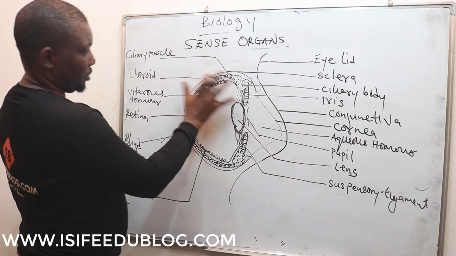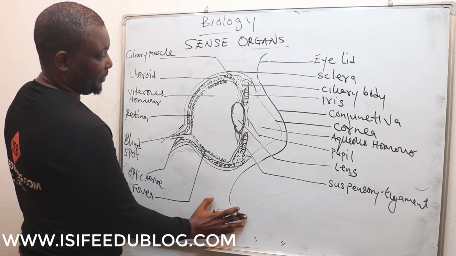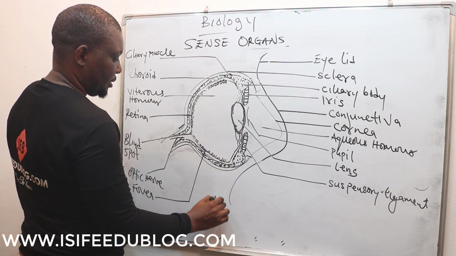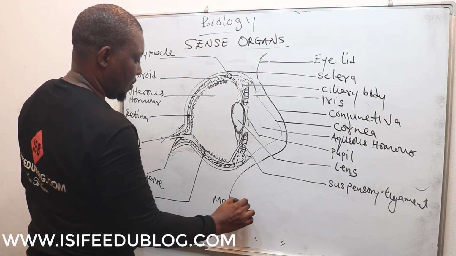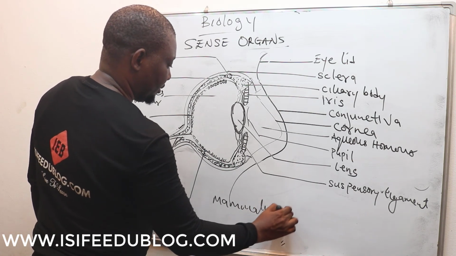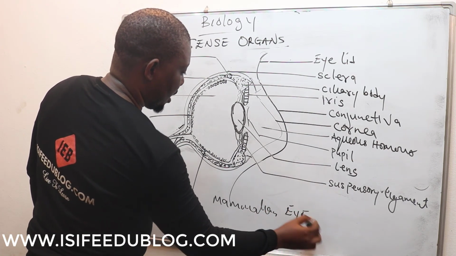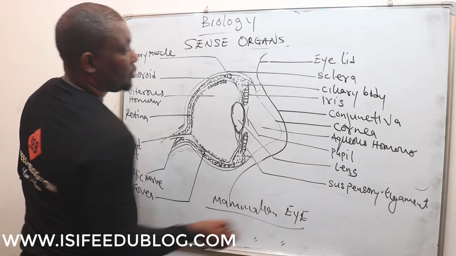Okay. After the diagram, make sure you give it the title and the caption. This is just a what? Mammalian eye. Okay.